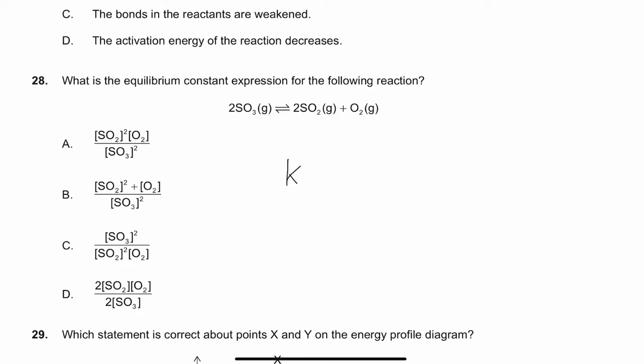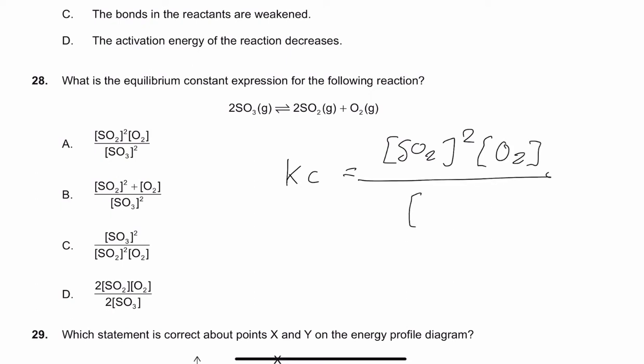Okay, so it's going to be Kc equals, and remember it's products first, so [SO2] and then we put the coefficient as the exponent, so squared, and then multiplied by [O2], all that over [SO3], and the coefficient is the exponent, squared. And is there anything else like that?